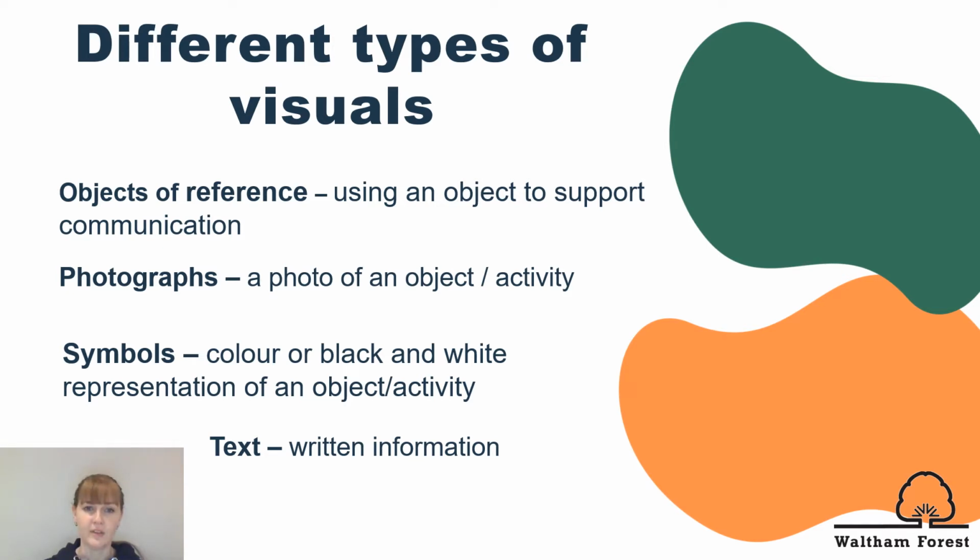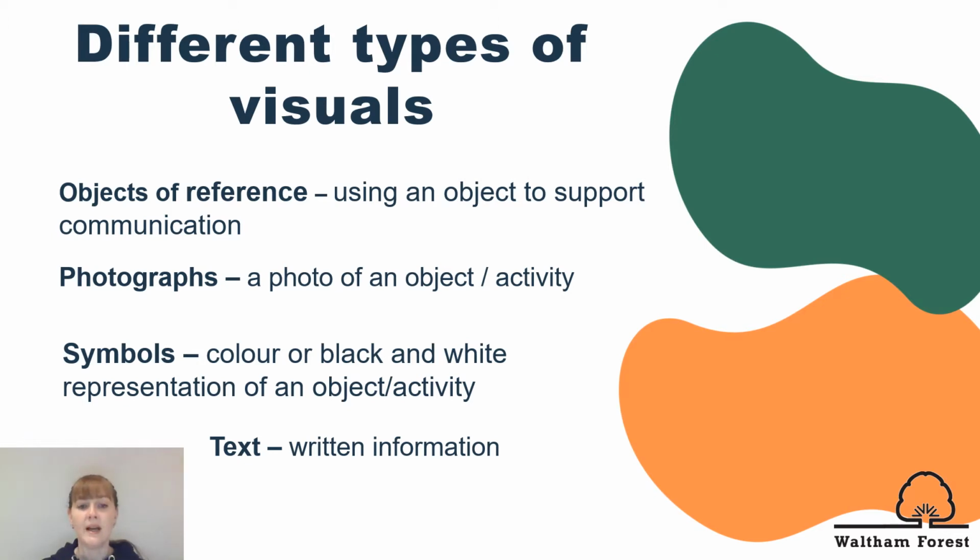So objects of reference, commonly used to support or clarify speech. For example, holding up a cup and asking if they would like a drink, or presenting the child with a paintbrush and inviting them to paint. It's using an object to clarify what we are saying. Photographs. Photographs of an object or an activity perhaps. Photographs are commonly used as visual aids. The important thing is that you are using a picture that someone can easily recognise to illustrate an item.